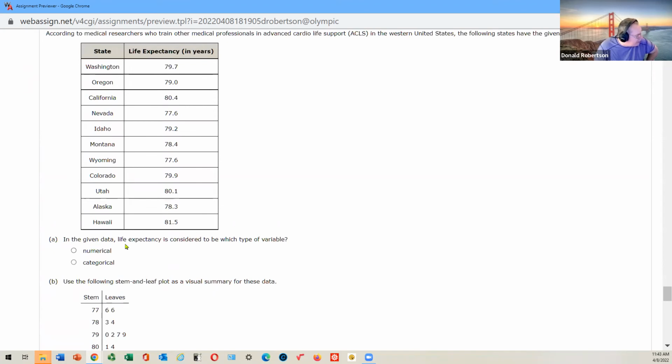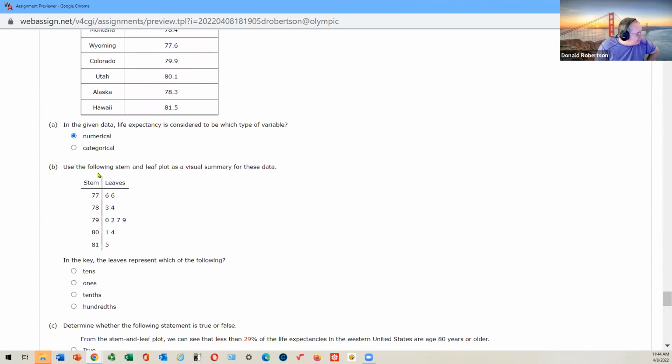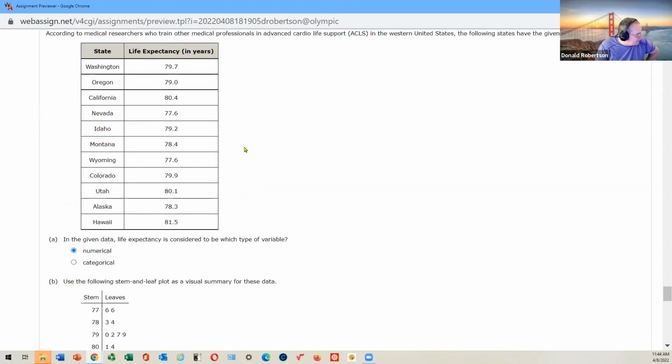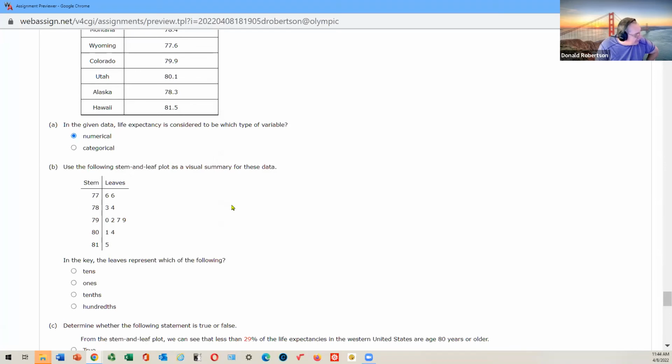In the given data, life expectancy is considered to be, I don't think that's a stupid question. I think it's an obvious question, right? Would you agree they are numbers? There's nothing else it could be. Now, it says, use the following stem and leaf. So they actually got this data and they made this stem and leaf out of it. So let's see what we have. We have a stem is 76 and a 6. Oh, I know what that means. Doesn't that mean 77.6? Do you see how it's been created?